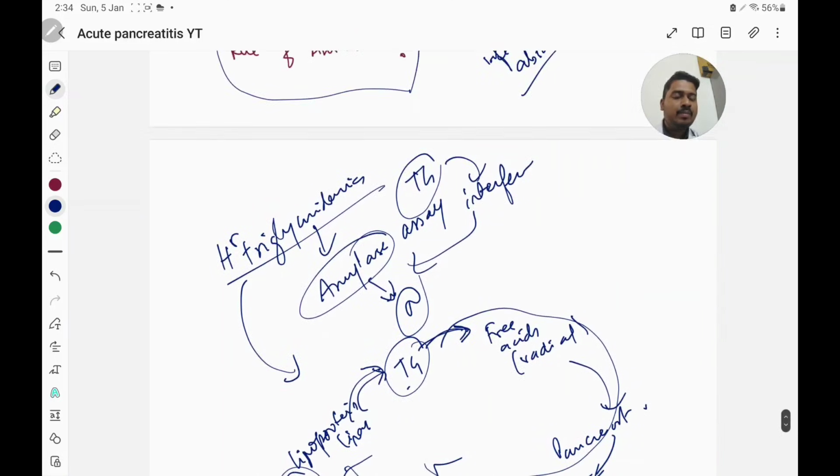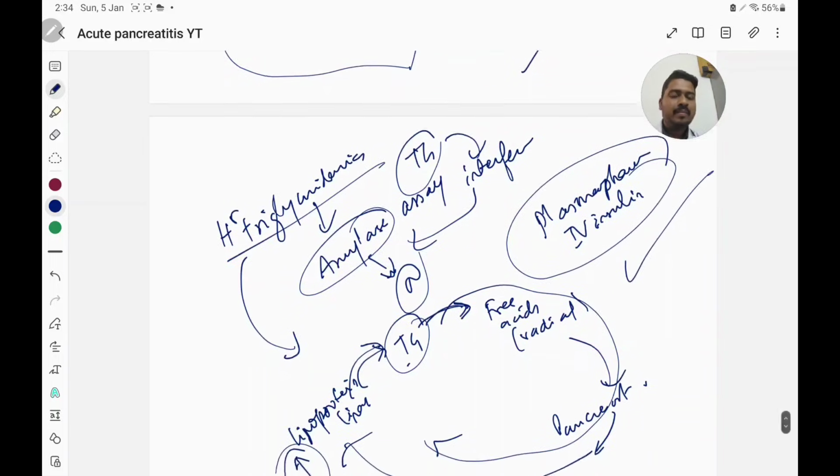So it is very, very important that you identify this in time and treat it in time, and the treatment is plasmapheresis. Okay, we'll give plasmapheresis and IV insulin. These are the two treatment modalities we use in the pediatric age group.